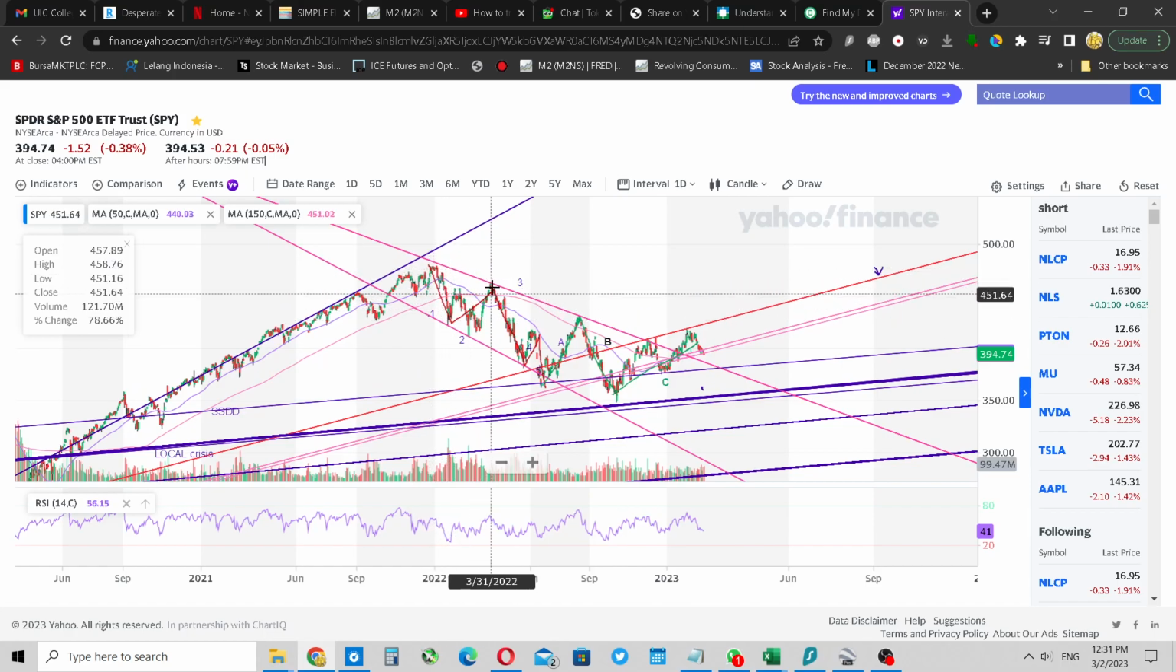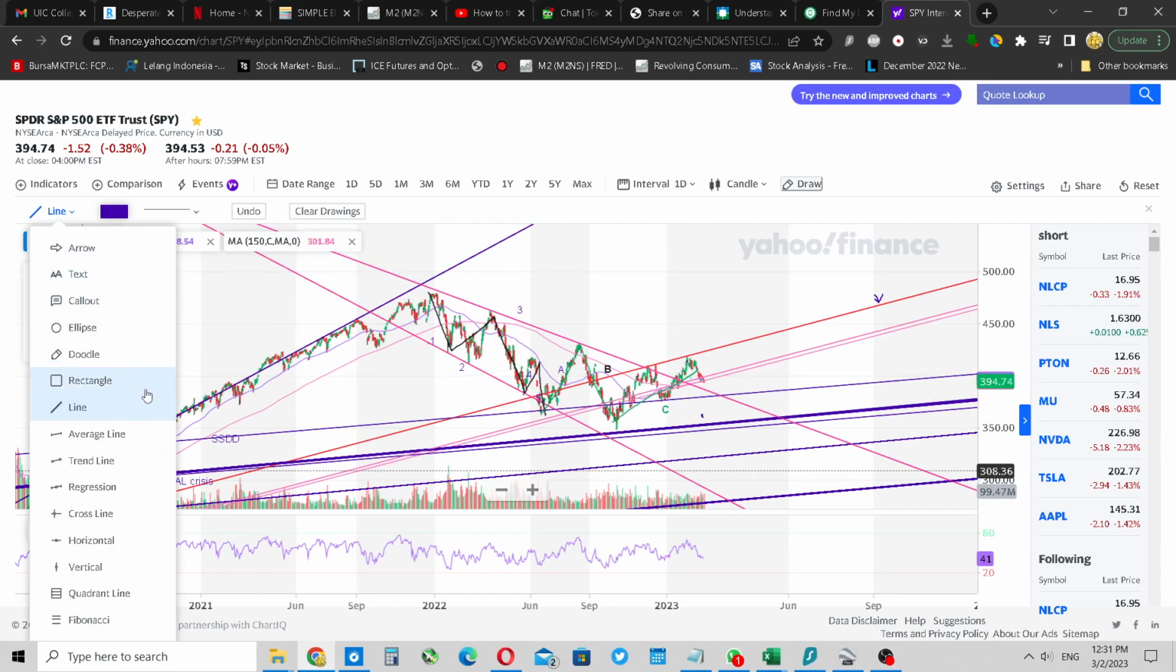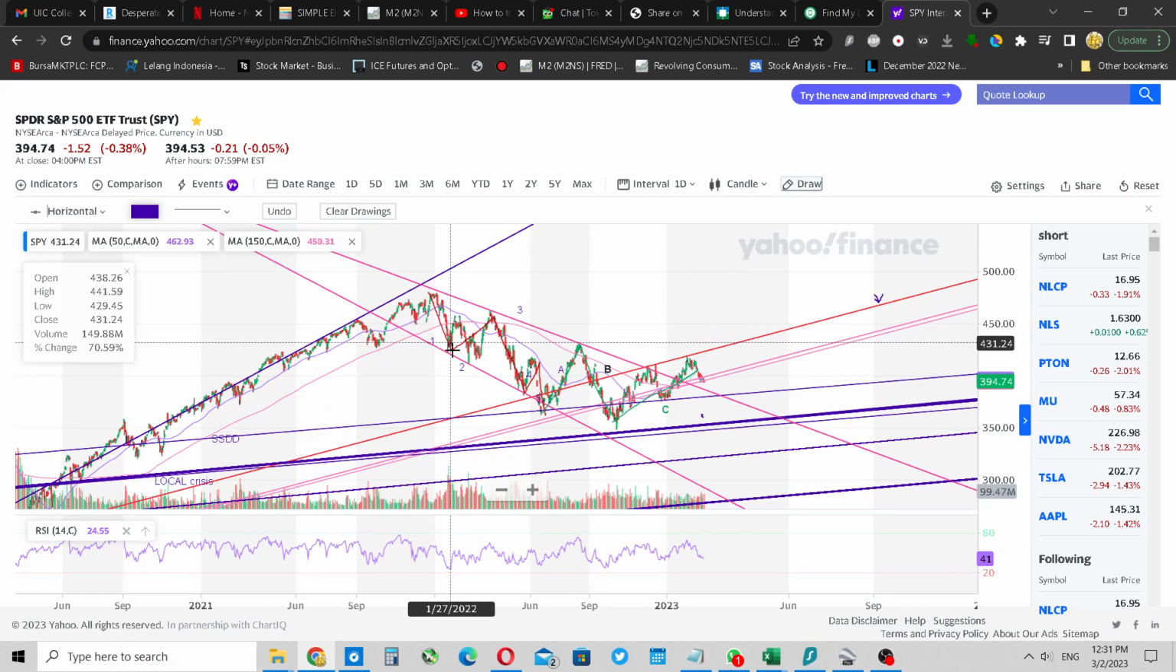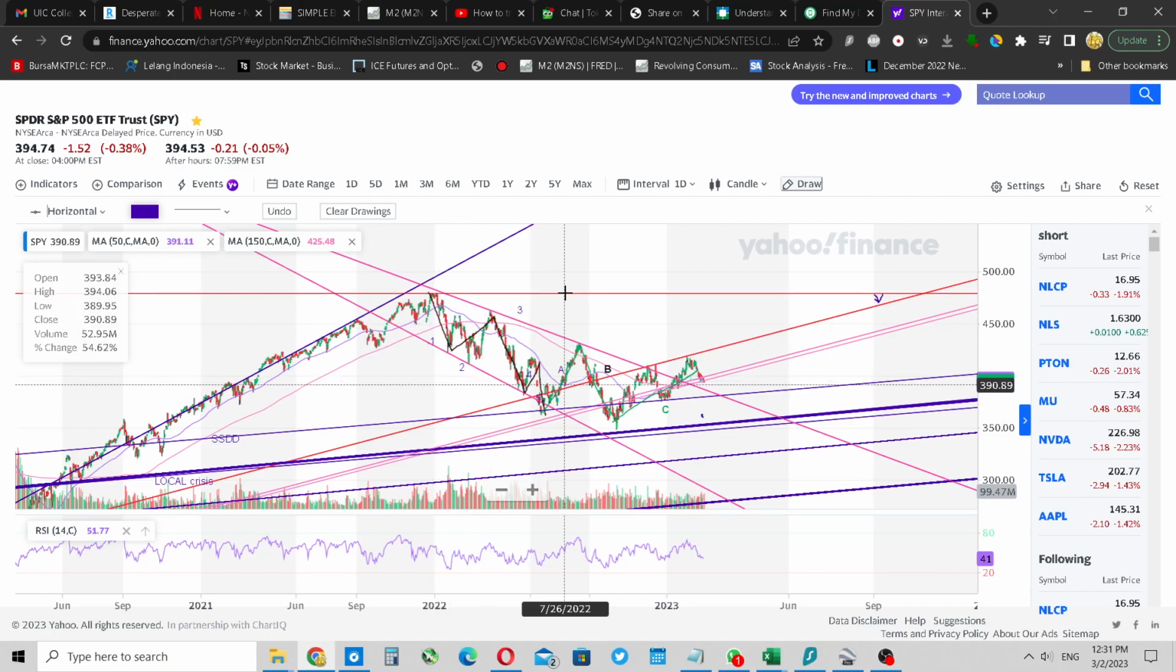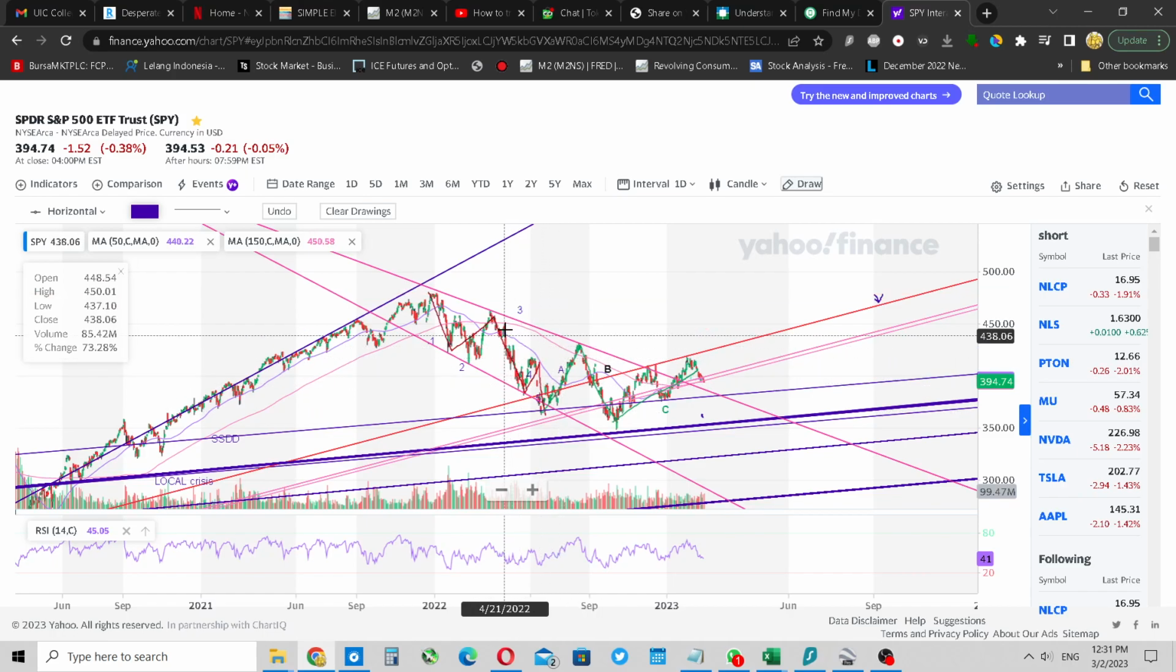Wave 2 cannot be higher than wave 1. So this one cannot go up until I draw a horizontal line for you. This cannot go up until here. Wave 2. Now, wave 3 cannot be the shortest amongst 1, 3, 5. Not ABC, no. Usually, it's the longest. Wave 4 cannot overlap with wave 1. Like that. Wave 4 cannot be higher than this.